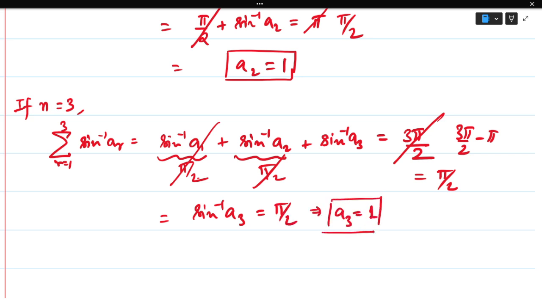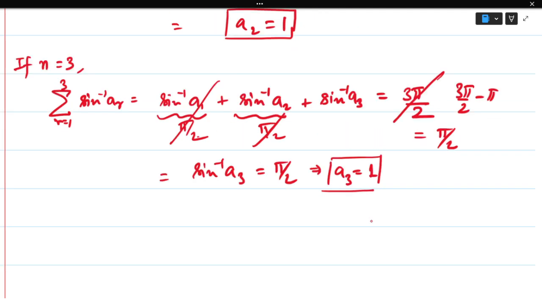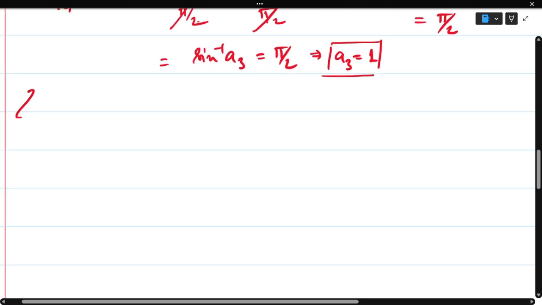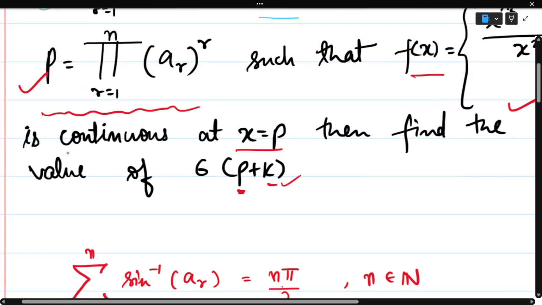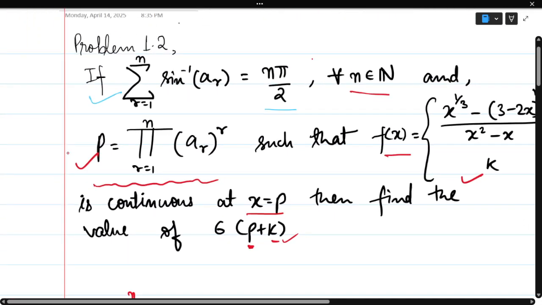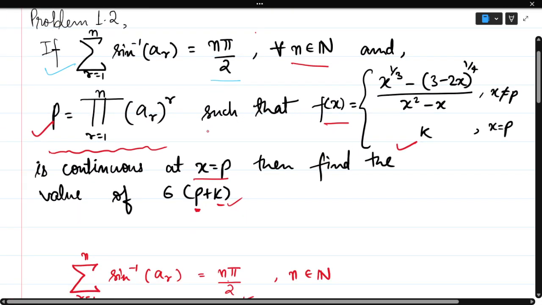So we can observe one thing, that similarly one can say that a4 equals a5 equals and so on up to a_n equals 1, right? That is also equal to a2 and a1, meaning every value of a_r is coming out to be 1. So from this, what benefit do we have? We have the benefit for p.